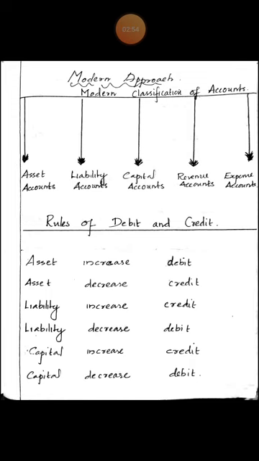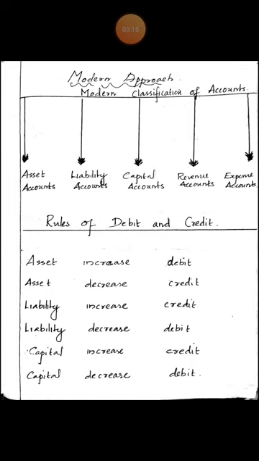Next, revenue accounts. These are accounts of incomes and gains. Examples: sales, interest received, commission received, etc. Rule of debit and credit: debit the decreases and credit the increases.